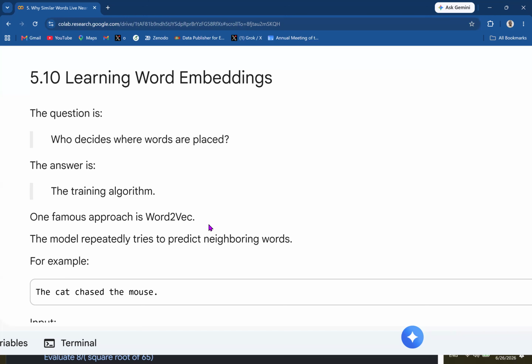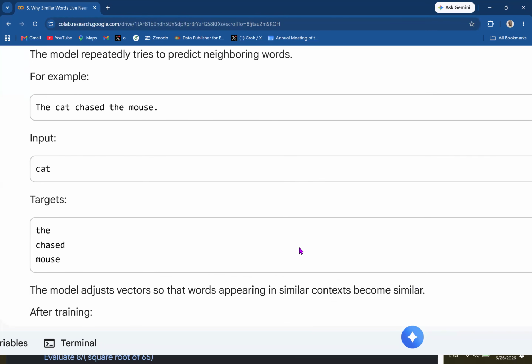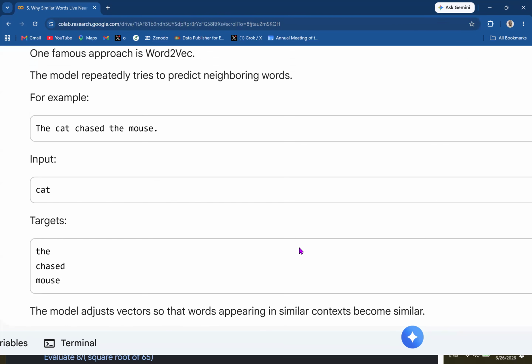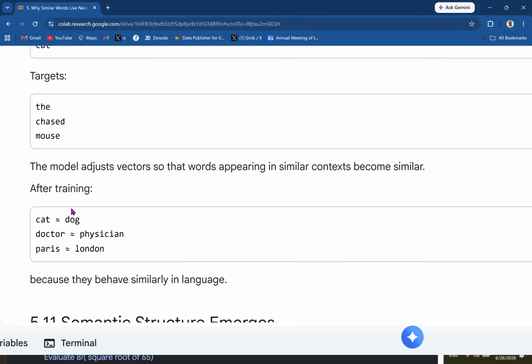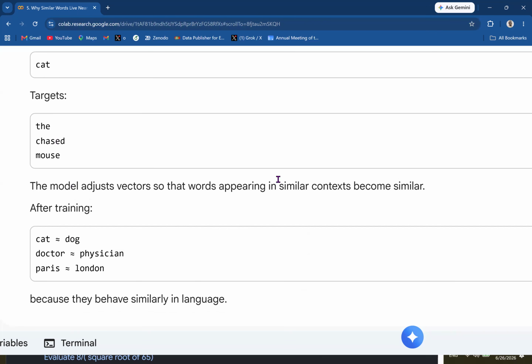One famous approach is word2vec, like word to vector. The model repeatedly tries to predict neighboring words. For example, if you have "the cat chased the mouse," and the input is cat, the targets are "chased" and "mouse," which are words close to cat. The model adjusts vectors so that words appearing in similar contexts become similar, based on what it has learned from text, documents, and all that.